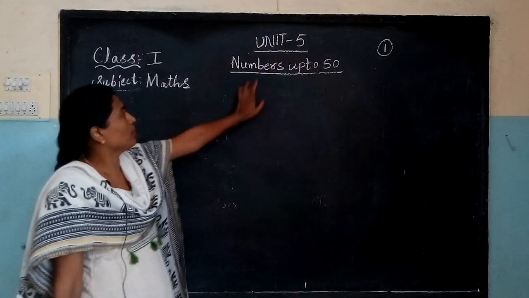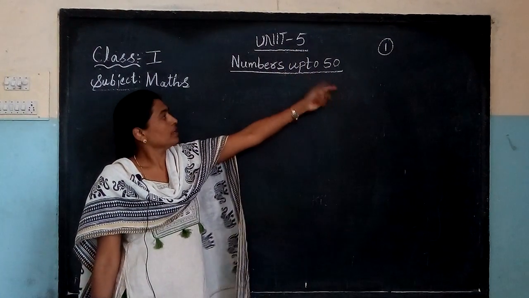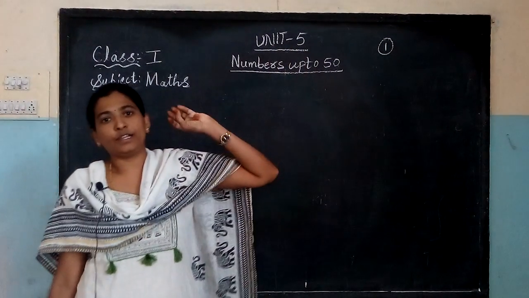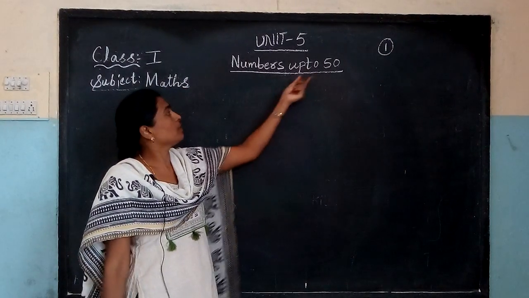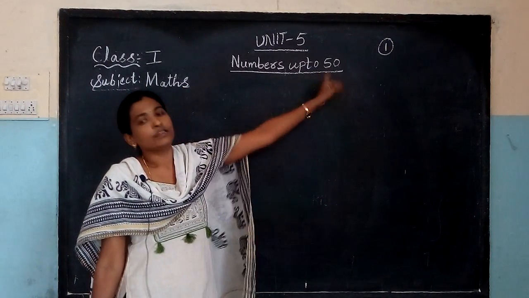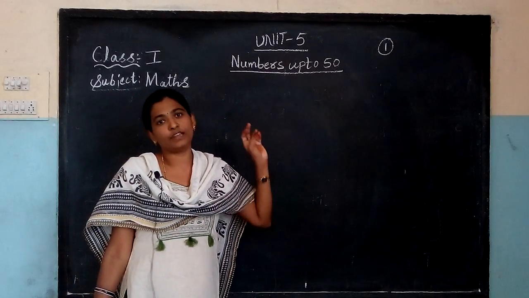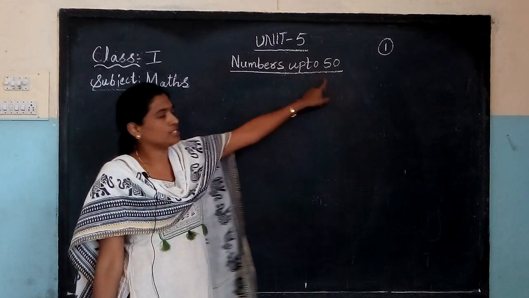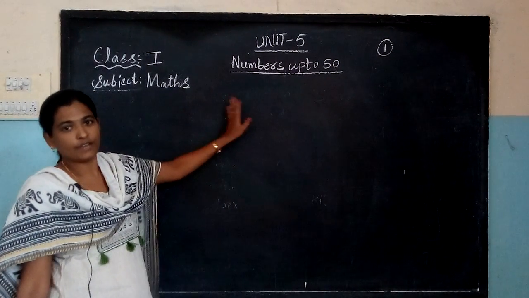Today is our new topic, that is Unit 5, numbers up to 50. In previous years you learned addition up to 10 and subtraction up to 10. Now numbers up to 10. You learned number names also, no? 11 to 20 and 1 to 10. Now numbers up to 50. You don't know how to arrange the numbers in tens and ones columns.